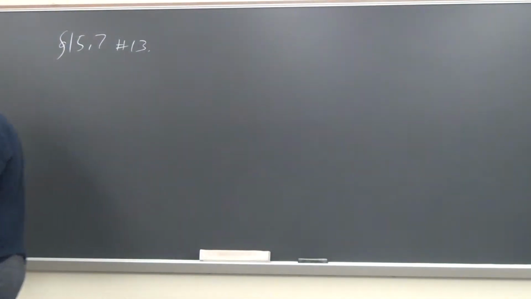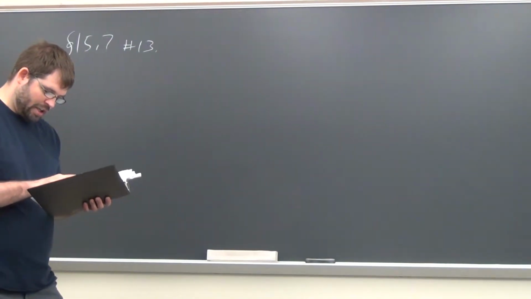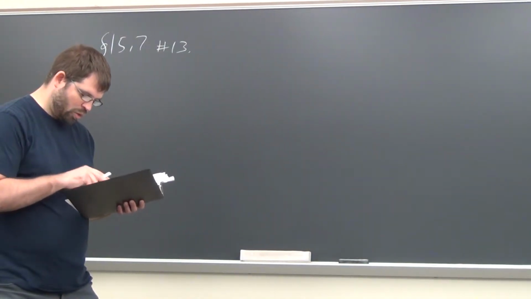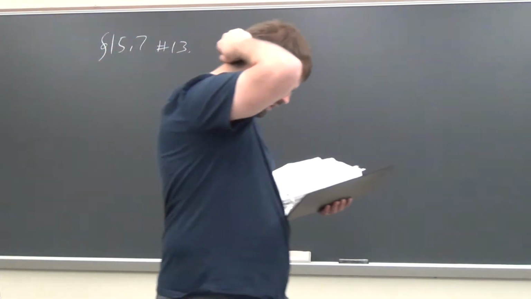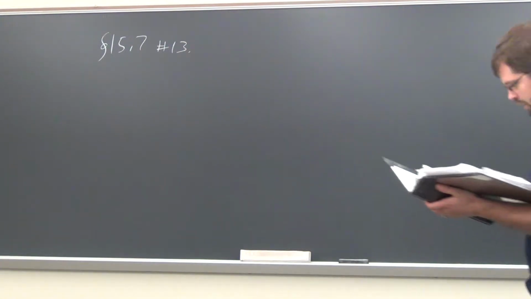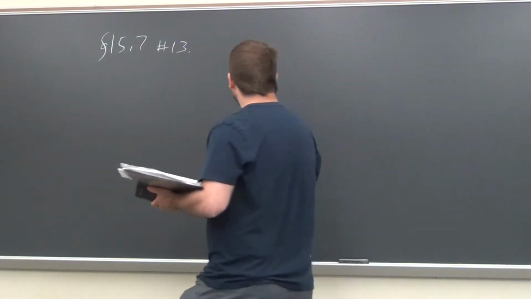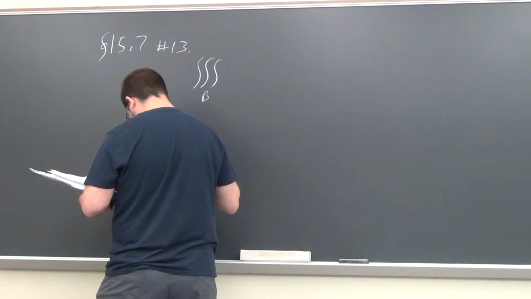I'll read this to you and then we'll talk about it. Suppose S is a closed surface with area 12 pi, and that F of X, Y, Z is a unit vector making an angle of pi over 3 with n of X, Y, Z, the outward unit normal vector to S at X, Y, Z. Calculate the triple integral of the divergence of F, where V is the solid enclosed by that S.